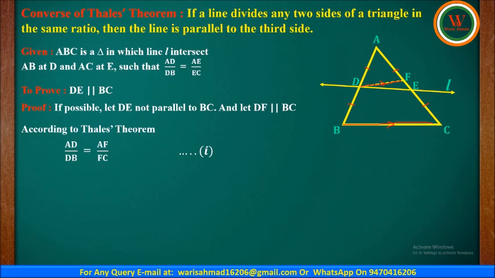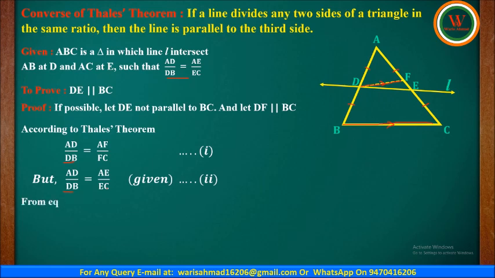Now, it is already given that AD upon DB is equal to AE upon EC. So here we can write AD upon DB is equal to AE upon EC. It is already given in the question. Now let us observe equation number 1 and equation number 2. In the LHS of equation number 1 and equation number 2, we are having AD upon DB, AD upon DB. Hence, we can say that LHS of both the equations are equal. Since LHS is equal, hence the RHS will also be equal.